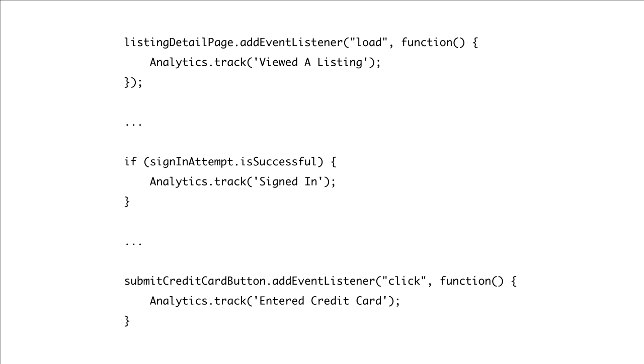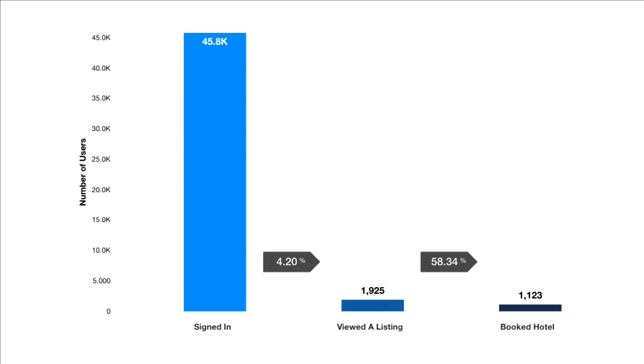And then, a month later, or 2 months later, or whenever, you'll have a question, something to the effect of, what percentage of our users end up booking a hotel? It's a pretty fundamental flow. You really want to understand this. So you run your conversion funnel, and you find out that the majority of people who view a listing end up booking a hotel, but only 4 or 5% of the people who sign in end up viewing a listing, which is an enormous drop-off.